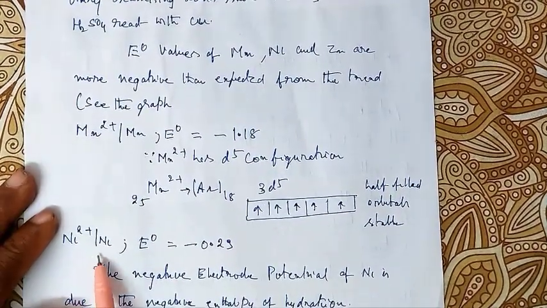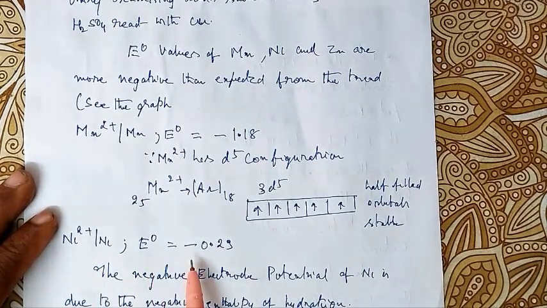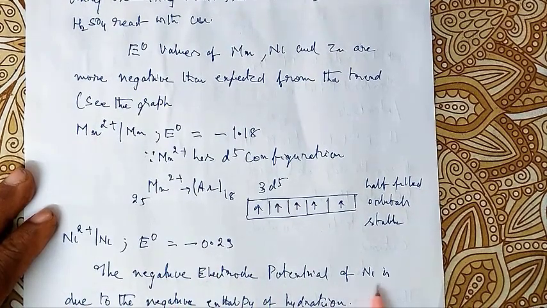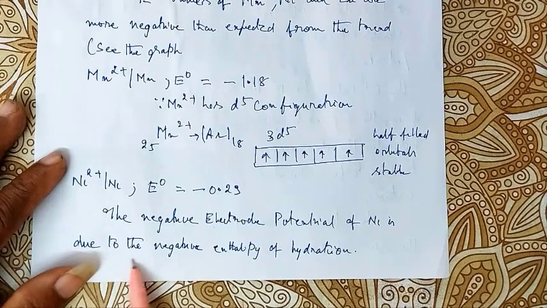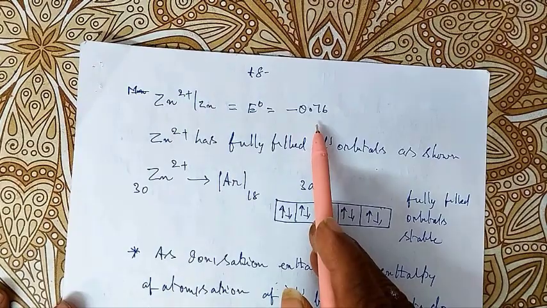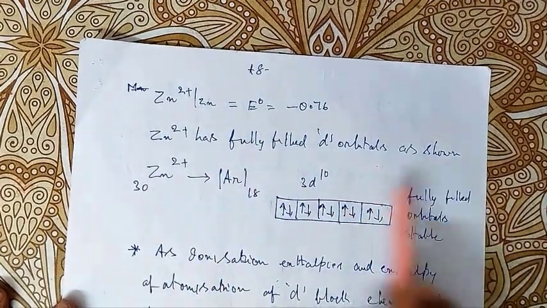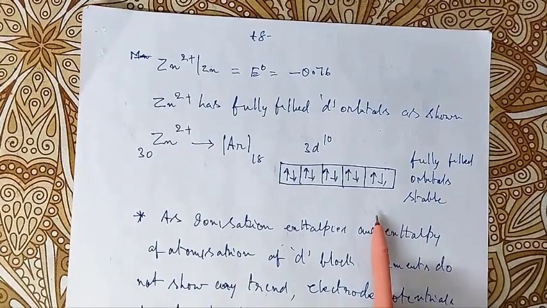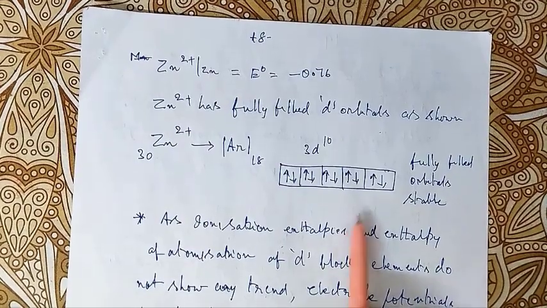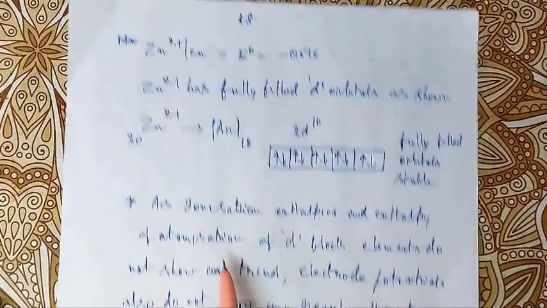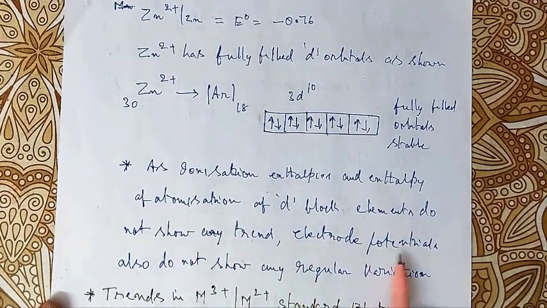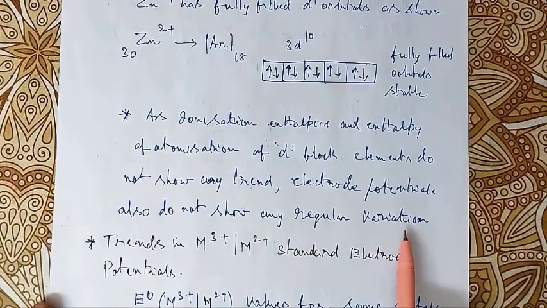In the same manner, the nickel 2+ ion electrode potential is minus 0.23. The negative electrode potential of nickel is due to the negative enthalpy of hydration. Electrode potential of zinc is minus 0.76. Zinc has fully filled d orbitals as shown here. Therefore, since zinc has fully filled d orbitals, it gets the negative electrode potential. As ionization enthalpies and enthalpy of atomization of d block elements do not show any trend, the electrode potentials also do not show any regular variation.